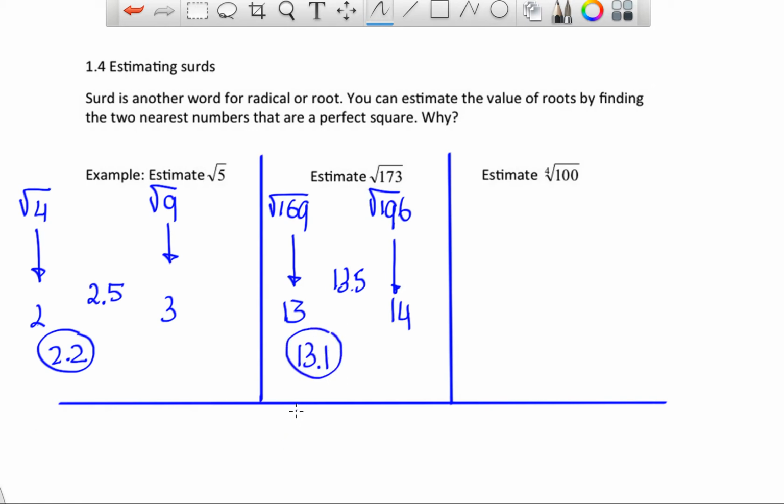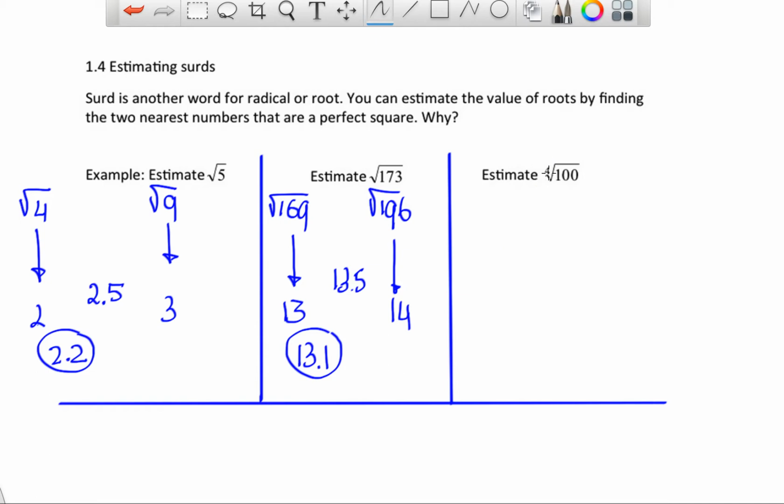If you wrote 13.2, that would be fine again. You shouldn't write 13 here. Although, the bigger the number is and the closer you are, like the square root of 170, if you wrote that it's 13.0, I would give you credit. Okay, then the next one.